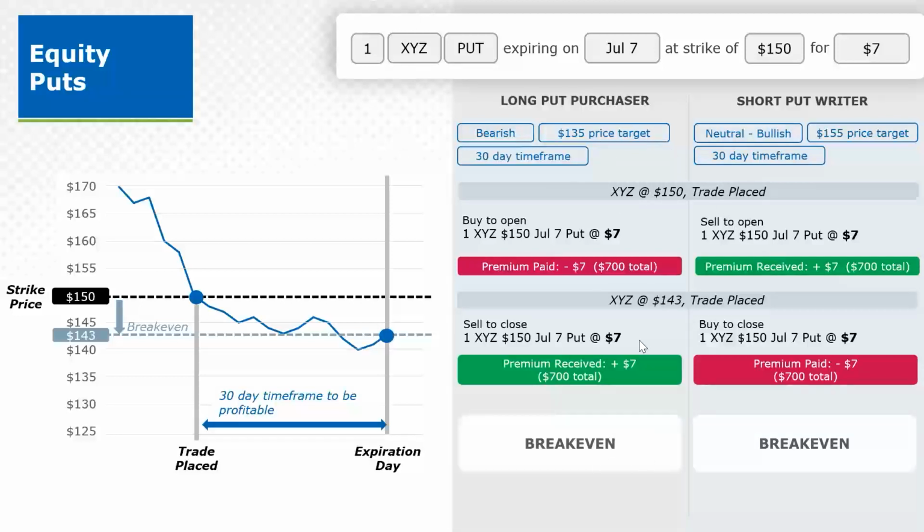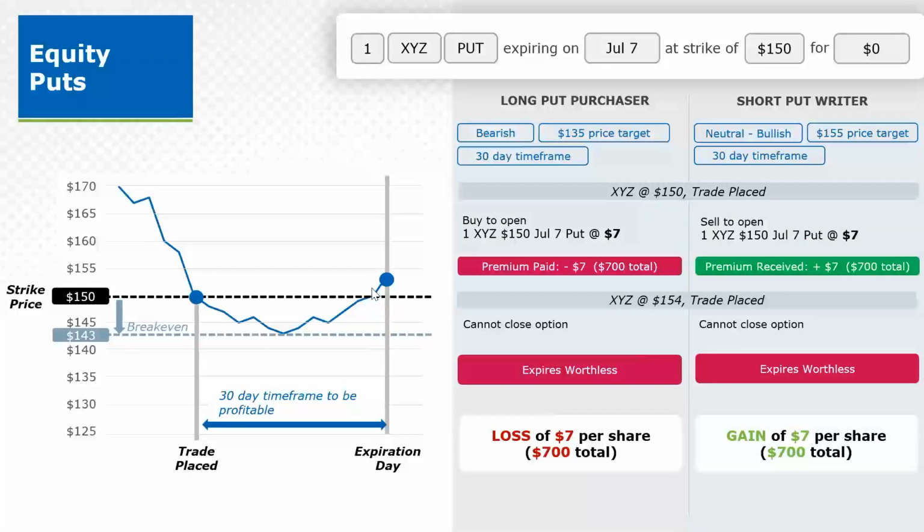meaning both investors would close this trade break even. Now, let's say the underlying actually closes above 150 at expiration. In this case, the value of the put option, well, it has no value. It's out of the money, and therefore you cannot close the option. It simply expires worthless. The long put purchaser would experience a loss of $7 a share, which is the max loss of the trade, and the short put writer would gain $7 per share, or $700 in total, because it expires worthless, which is also the full premium received.